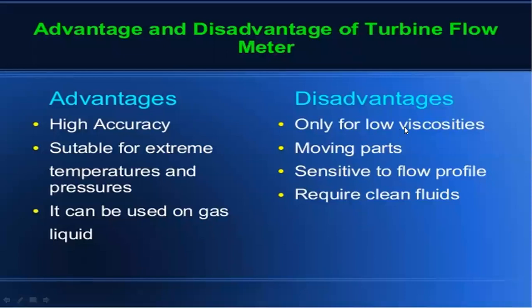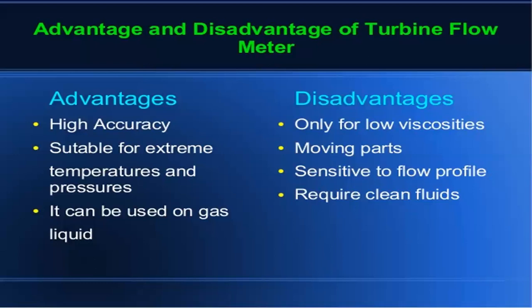What are the advantages and disadvantages of this turbine flow meter? Advantages: high accuracy is maintained by using this turbine flow meter. Next, it is suitable for extreme temperatures and pressures, and it can be used on gases or liquids. So with this turbine flow meter, we can calculate the flow rate in gases and liquids, across different temperatures and pressures.